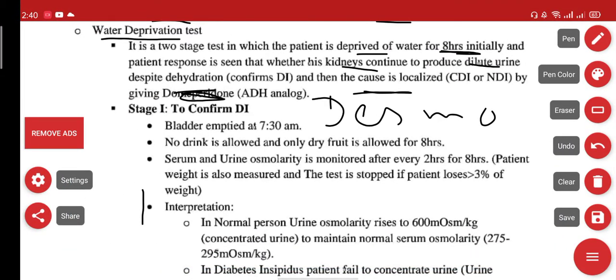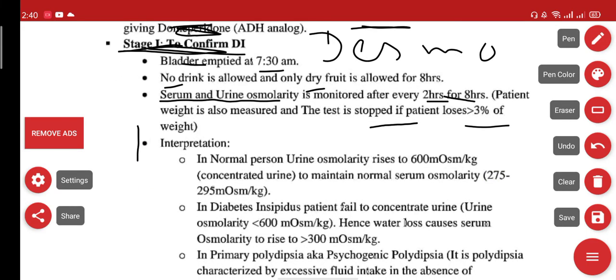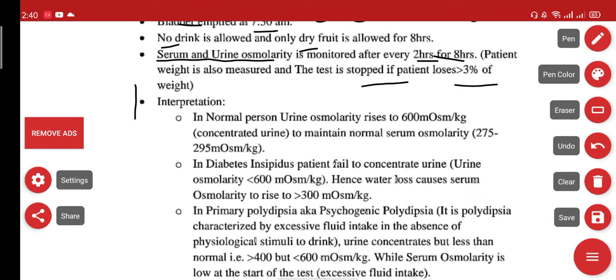Okay, now let's talk about this test in detail. First of all, to confirm whether it is diabetes insipidus or not, you will empty the bladder of the patient at some specific time. Then after that, no drink will be allowed to him, and only dry fruits will be given to the patient. Then the serum and urine osmolarity will be monitored every 2 hours for about 8 hours, and the patient's weight is also measured, and the test is stopped if the patient loses greater than 3% of his weight. Now, how will you interpret the result?